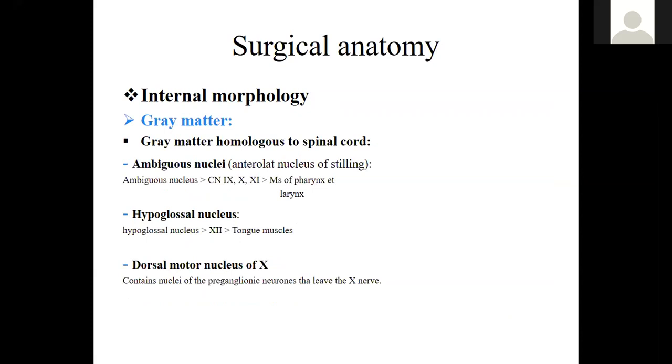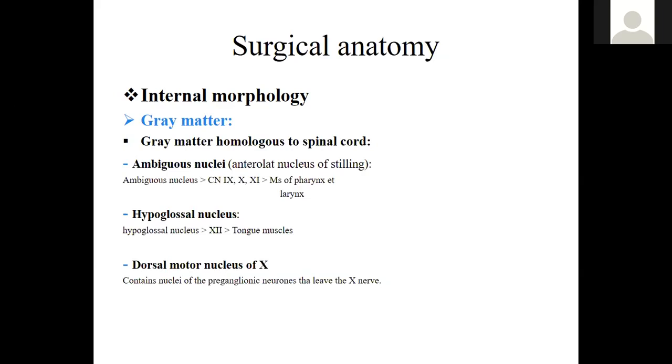So concerning the gray matter, which is homologous to the spinal cord, we talked about the nuclei of the cranial nerves. We have the nucleus ambiguus or the anterolateral nucleus of Stilling, which gives efferent stimuli, efferences to the cranial nerve number 9, glossopharyngeal, the vagal, and the accessory nerve, which in turn will control the muscles of the pharynx and the larynx. At the level of the hypoglossal nucleus, we have efferences that go to the hypoglossal nerve, the 12th cranial nerve pair, and which will be responsible for control of the tongue muscles.